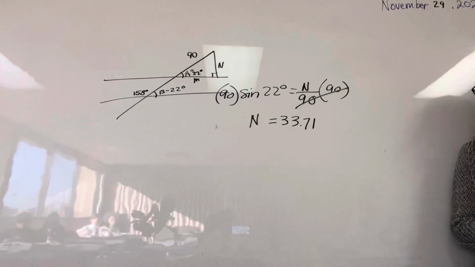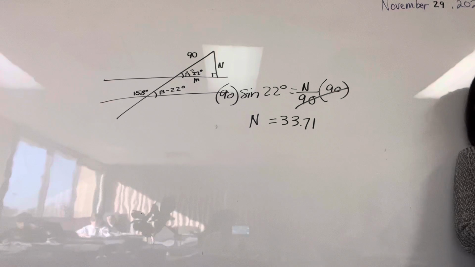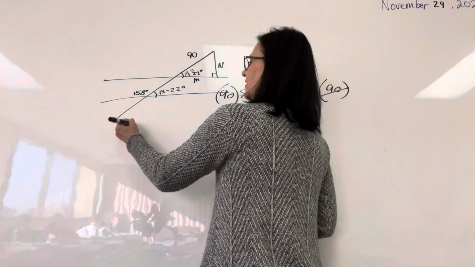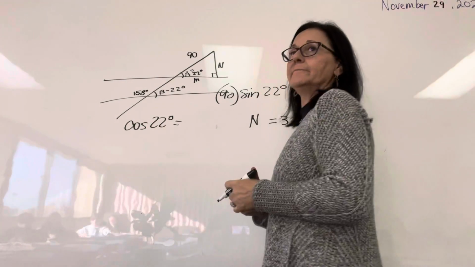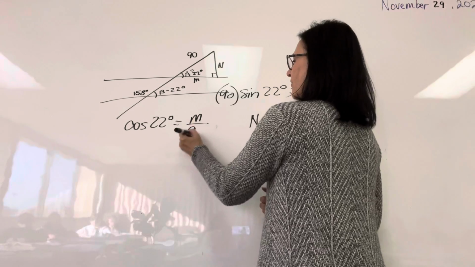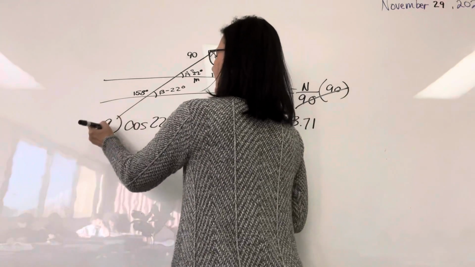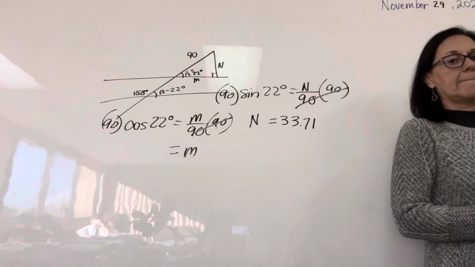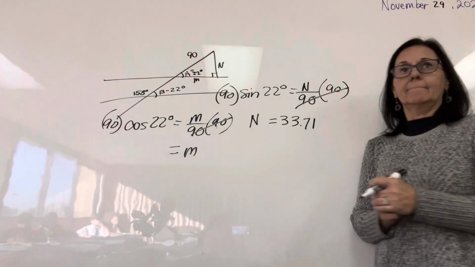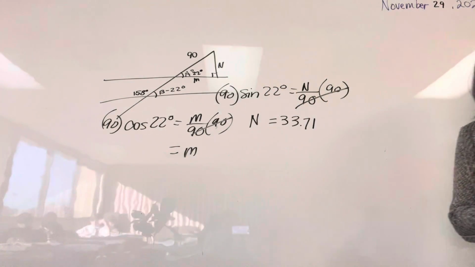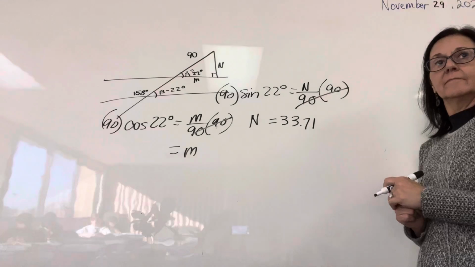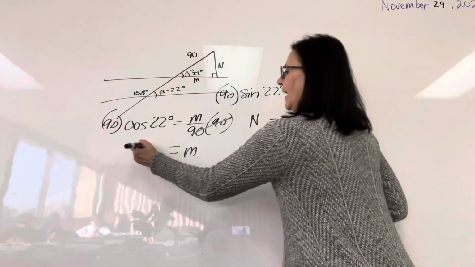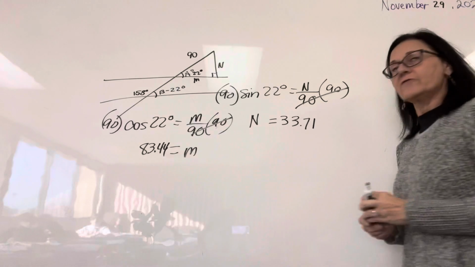Therese, how are we going to solve for M? Then you could do the cosine. Exactly. I would do the cosine of 22 degrees equals what? M over 90. Then just multiplying both sides by 90. Everyone do this. Therese, tell me the value of M. 83.44. Are those values reasonable?